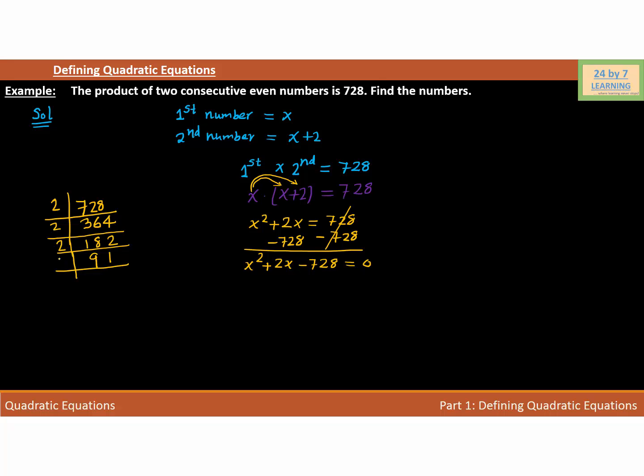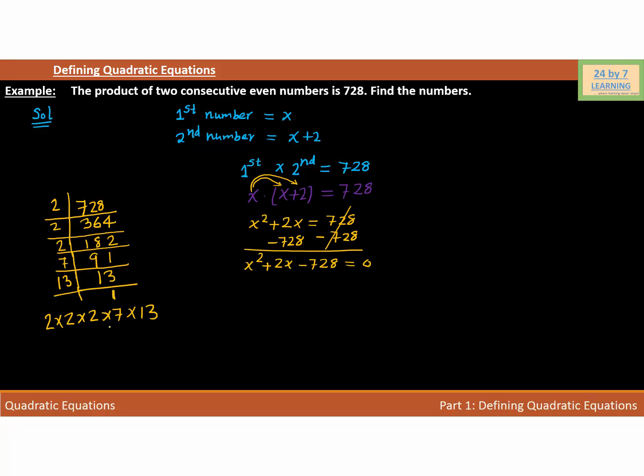Now the next number I can think of is 7. So 91 over 7 is 13. Now I need to divide by 13 because 13 is a prime number. I'll get my remainder as 1. So my factors are 2 times 2 times 2 times 7 times 13. I'm going to write the factors over here as 2 times 2 times 2 times 7 times 13.